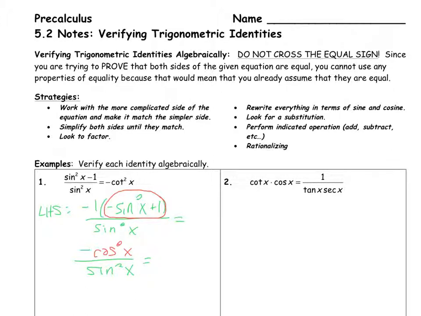Wait a second. Cosine squared x divided by sine squared x is cotangent squared, right? And a negative in front makes this a negative cotangent squared x, which is equal to the other side. Woohoo! I'm done. And I almost always tell my students to put a check mark, put a happy face, go ahead and rewrite the other side equals. Make some kind of a note on your paper so that you know you are done with the proof.